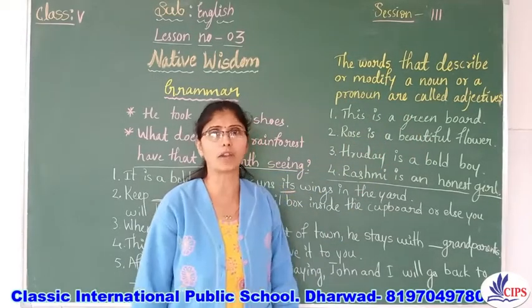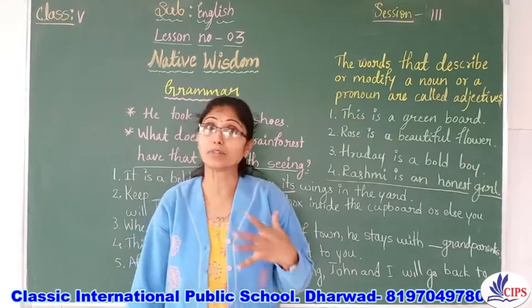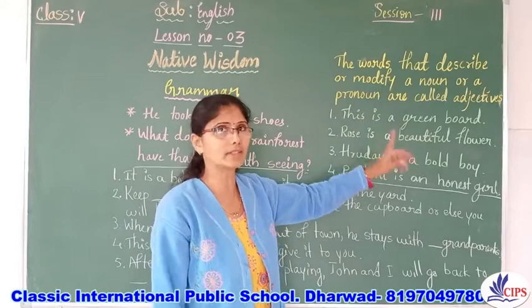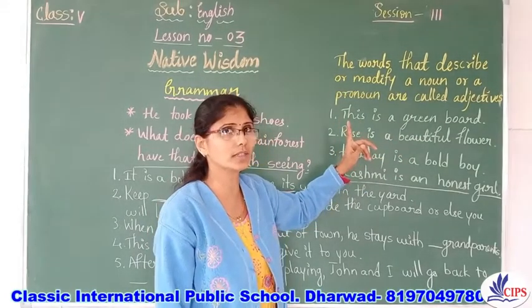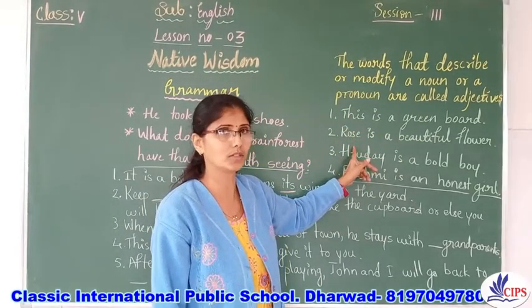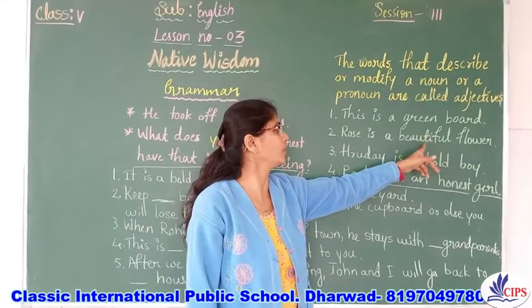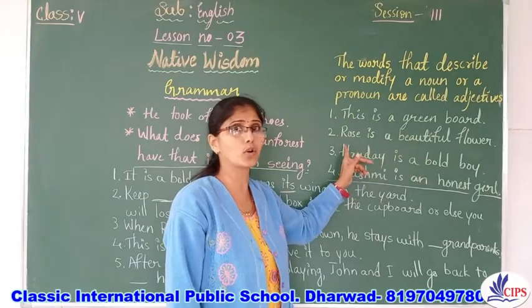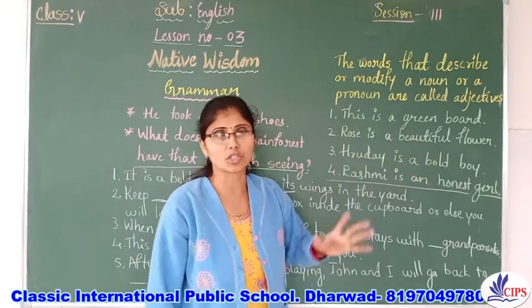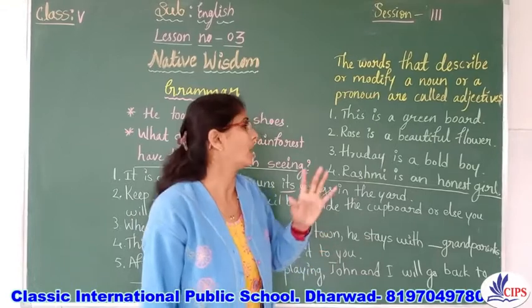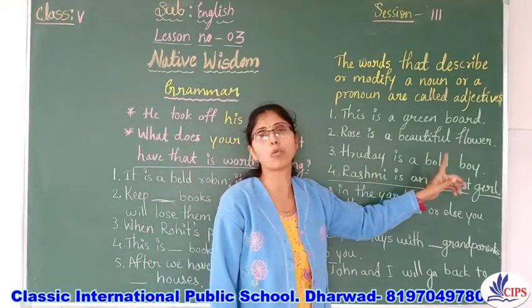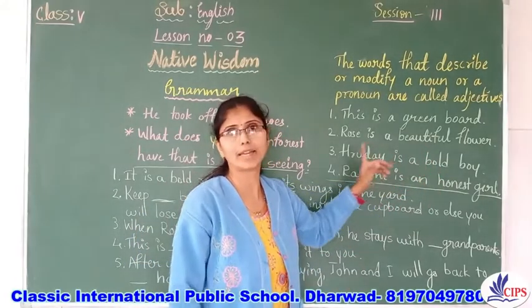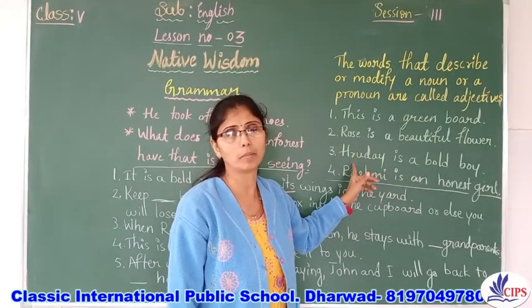Observe the next sentence. Rose is a beautiful flower. How is the rose? It's beautiful. Getting, children? The word beautiful describes the rose here. Rose is a noun. Here, the word beautiful tells more about the rose or describes the rose. So, it is an adjective here. Is it clear? The next one, Hriday is a bold boy. How is he? He is bold. The word bold tells more about him.